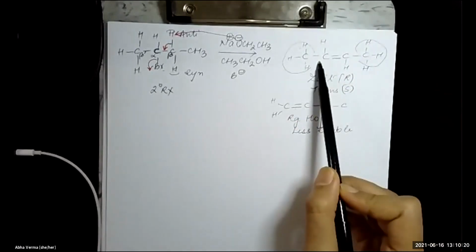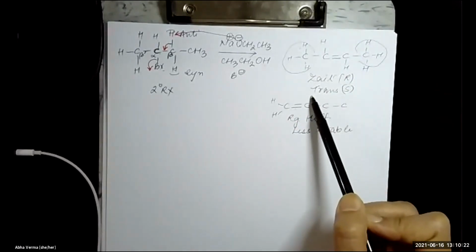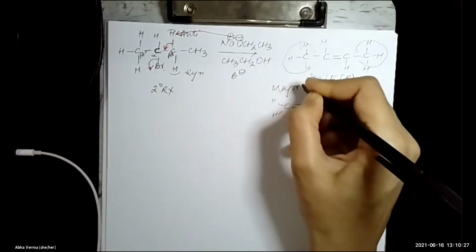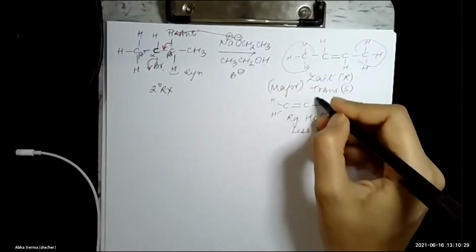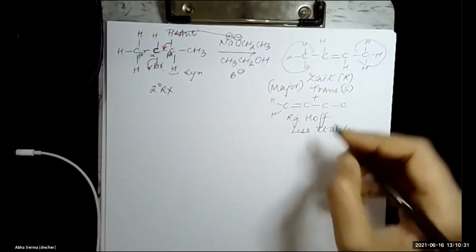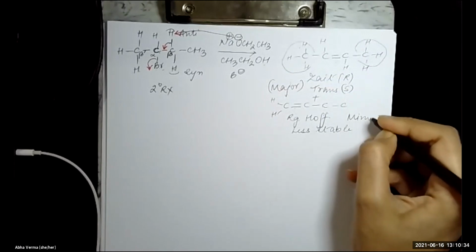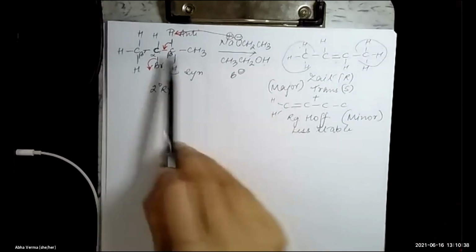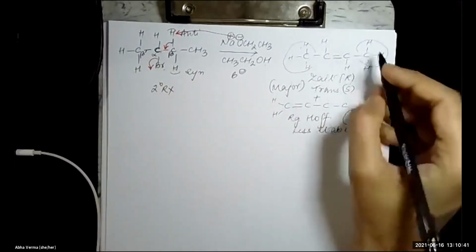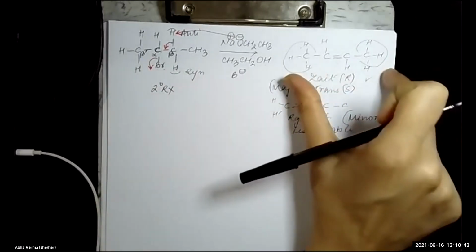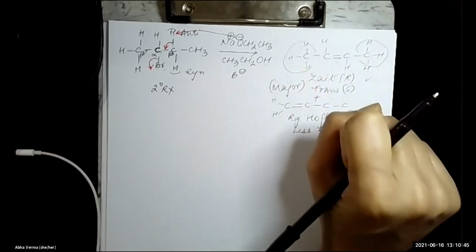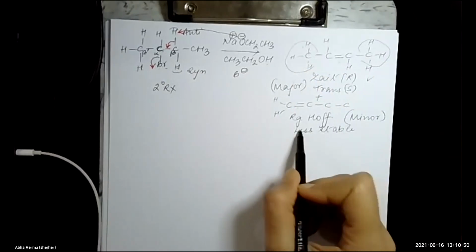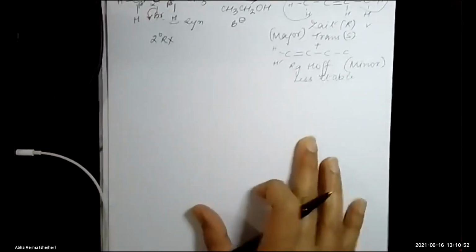So having a Zaitsev product with trans stereochemistry is going to be the more stable and hence your major product. This Hofmann will be the minor or less stable product. And hence, when you're given a question like this, you will only be expected to draw this particular product, not the other one. But there is a time when this product will be the major product.